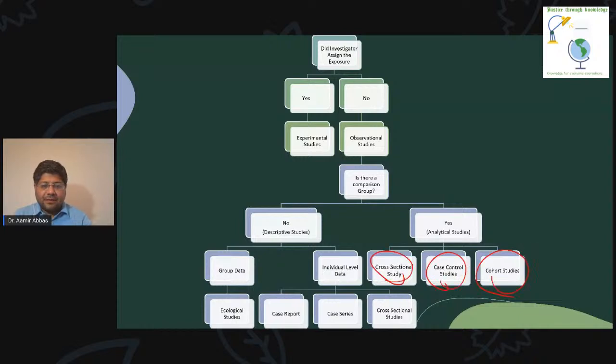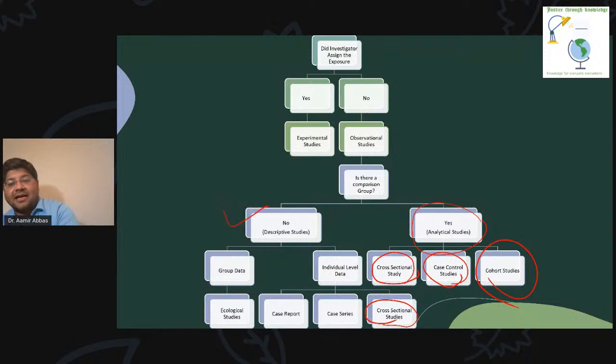So within analytical studies, you have a cross-section study, a case control study, and a cohort study. Again, in the subsequent session, we'll be talking about what a cross-section study is, what a case control study is, and what a cohort study is. But one thing you need to remember, which may be quite tricky, is that the cross-section study appears in the descriptive studies as well as in the analytical studies. Is this a mistake? No, that is deliberately mentioned because cross-section studies are of two types. Either it is a descriptive cross-section study or an analytical cross-section study, depending on whether there is a control group or not. So cross-section study is of two types.